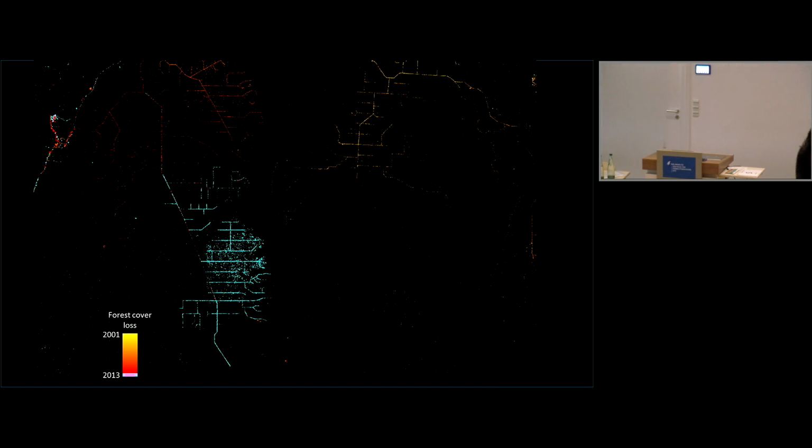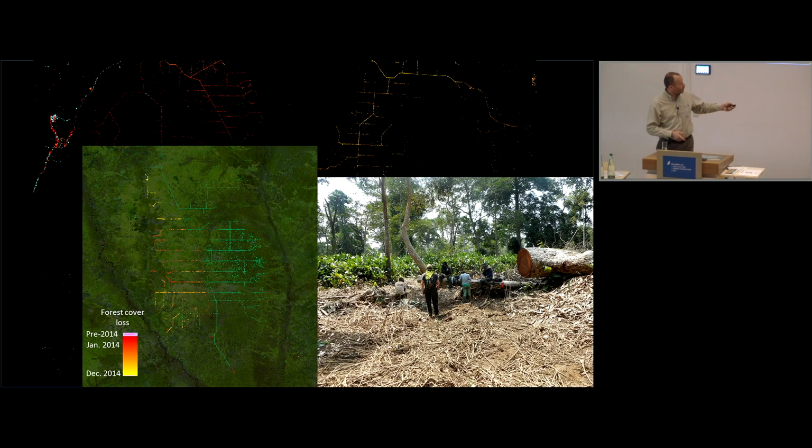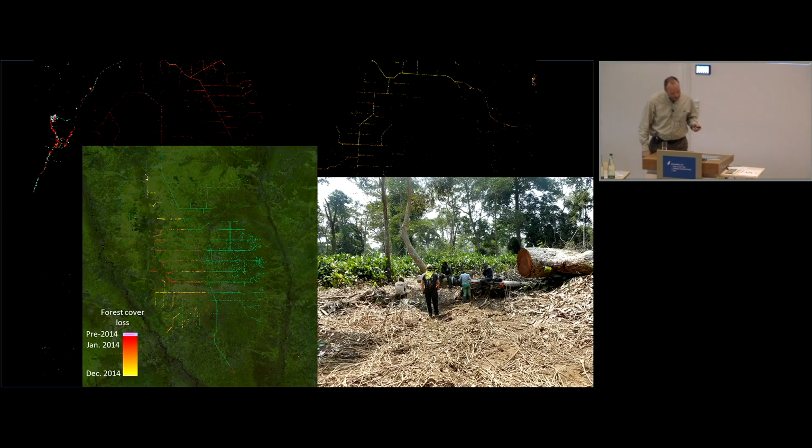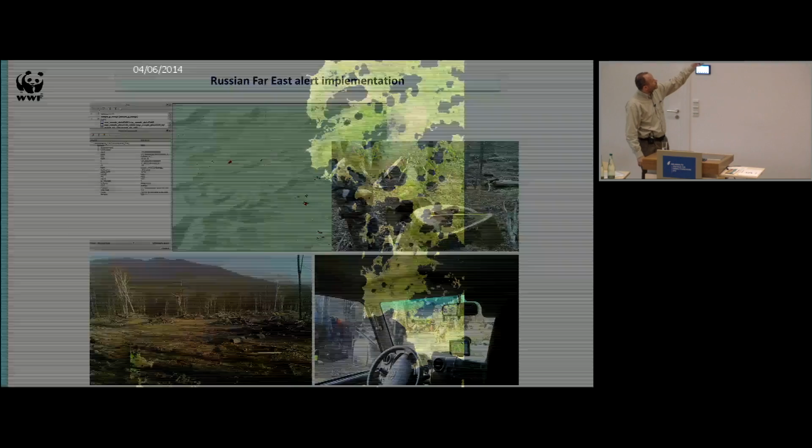And we're doing this initially for Republic of Congo, Peru, Brazil, Indonesia, and Far East Russia. And the cool thing about it is, this is a cool product, because when you go out there, you're right there at the site just days after the activities occurred. So this is what it looks like, on a pseudo-weekly basis.